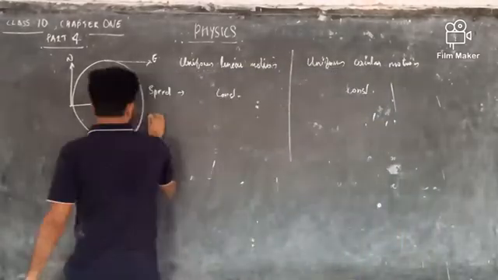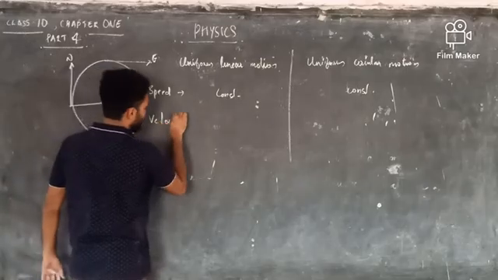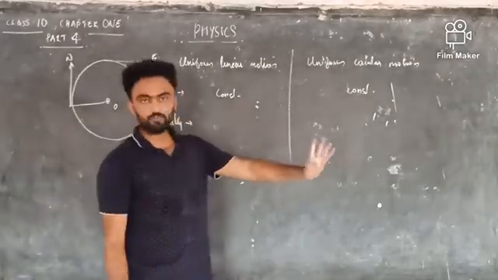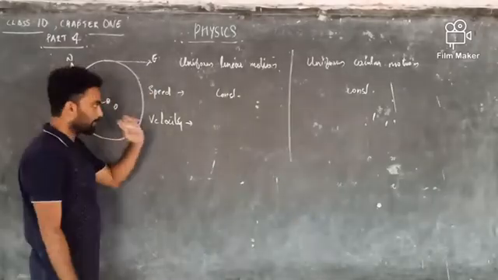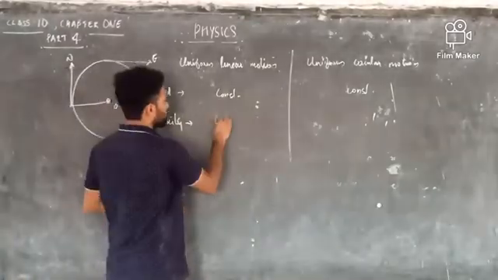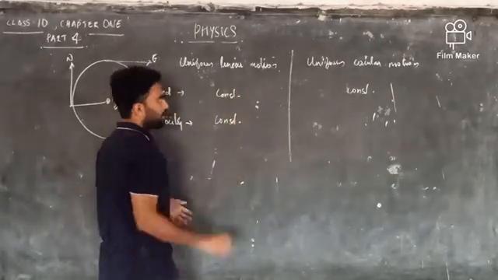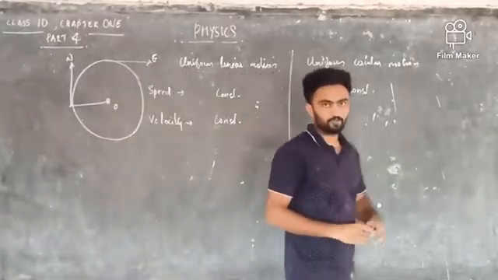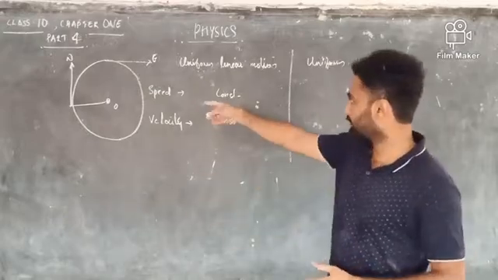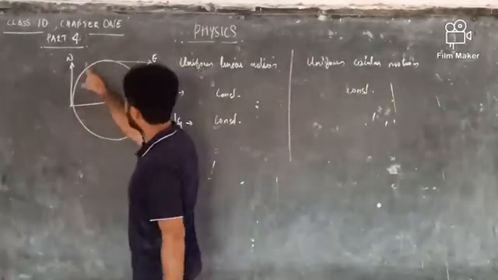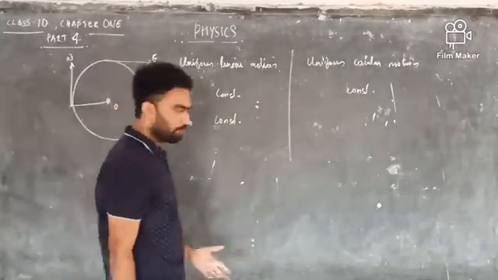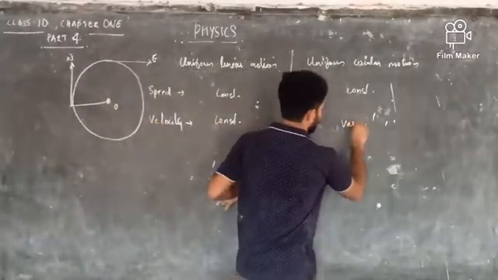Then what about velocity? In uniform linear motion, the translation is in only one direction, so there is no change in direction. So definitely velocity is a constant quantity for linear motion. And when you come to the case of uniform circular motion, we have seen that the direction of the body is changing at every point. So the velocity is a variable quantity. So it is variable.